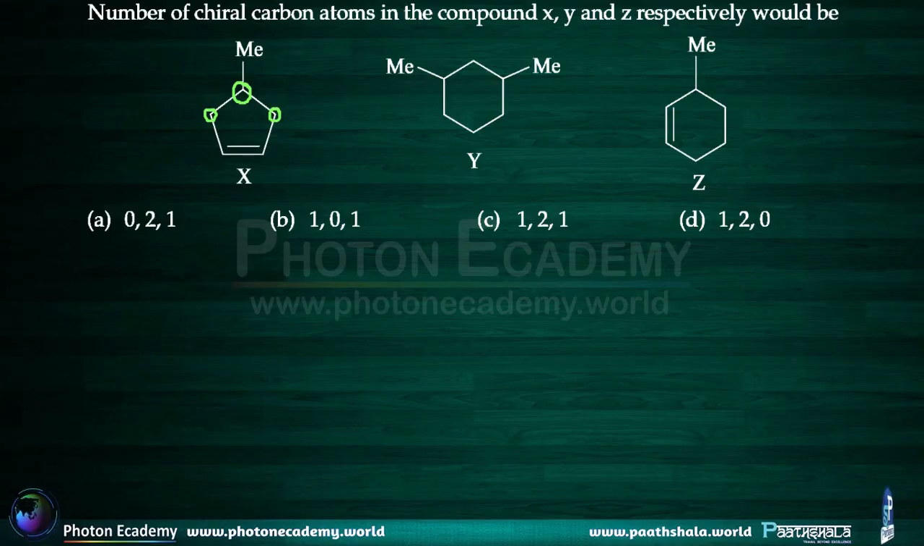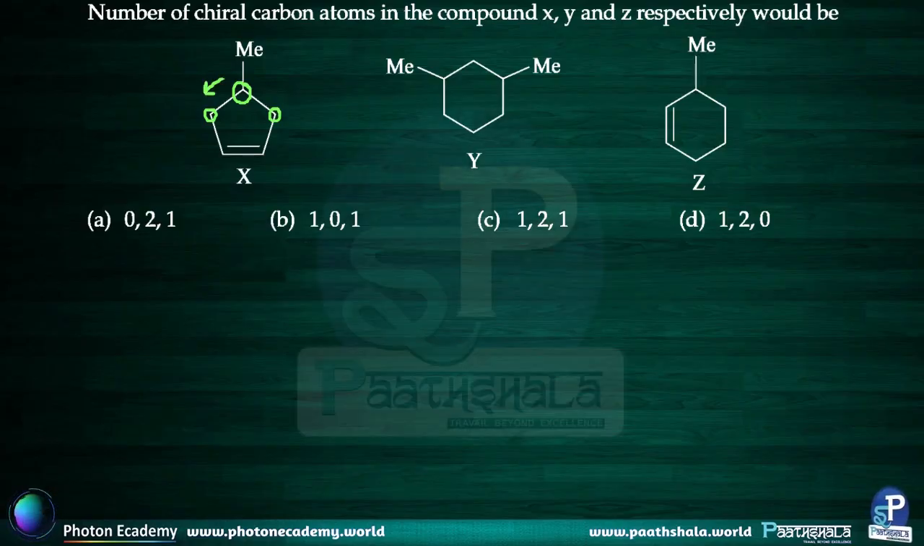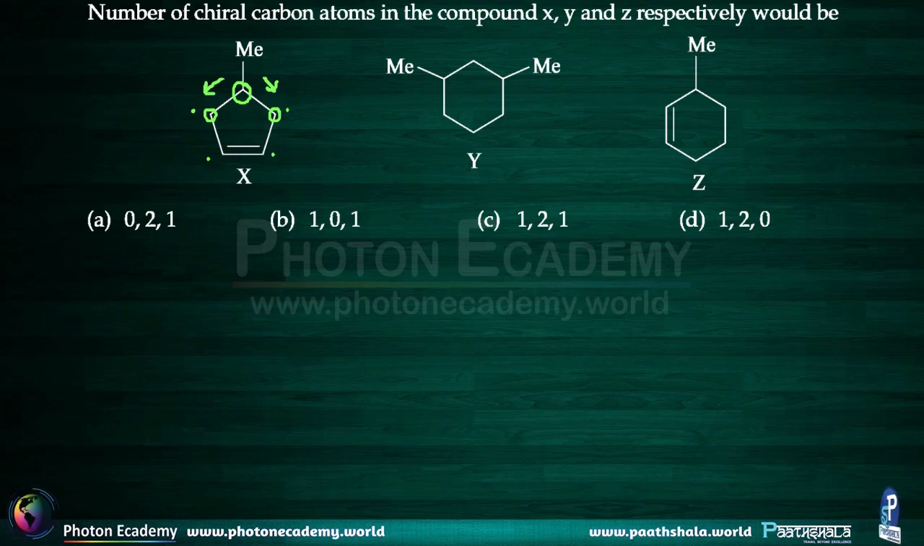group, as when we travel here we get one CH2 group over here and one CH group over here. Similarly, when we travel here, we get one CH2 group here and one CH group here. And we know that the carbon atom of a methyl group is never going to be chiral, as out of the four groups attached to it, there are going to be three hydrogen atoms.